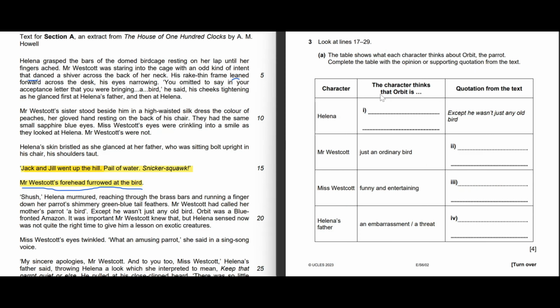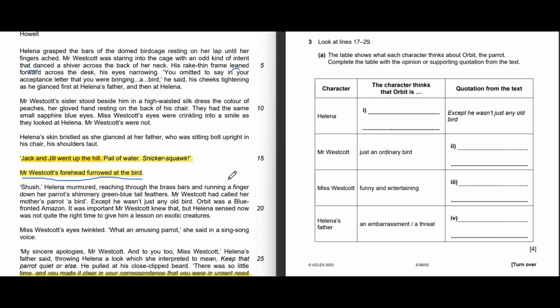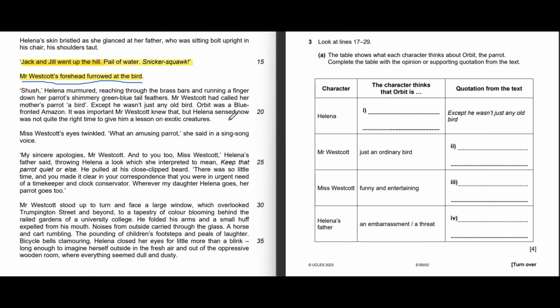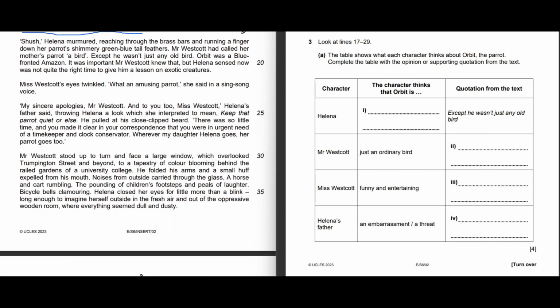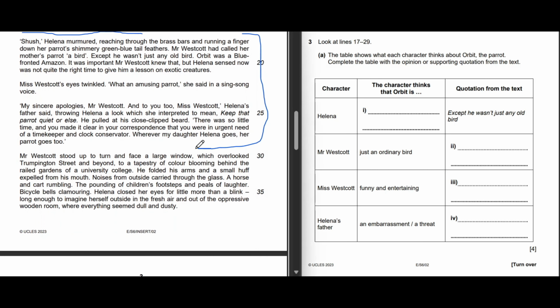Now let's move on. Okay guys, now we are in question 3. Look at line 17 till 29. 17 is here. So 17 till 29 here. This section in the blue box. Question 3a, the table shows what each character thinks about Orbit, the parrot. Alright, so complete the table with the opinion or supporting quotation from the text.